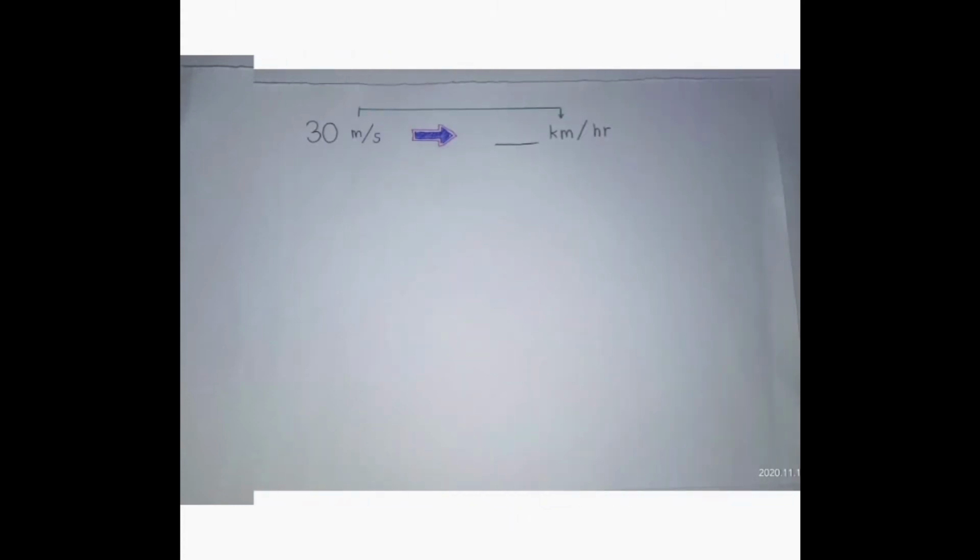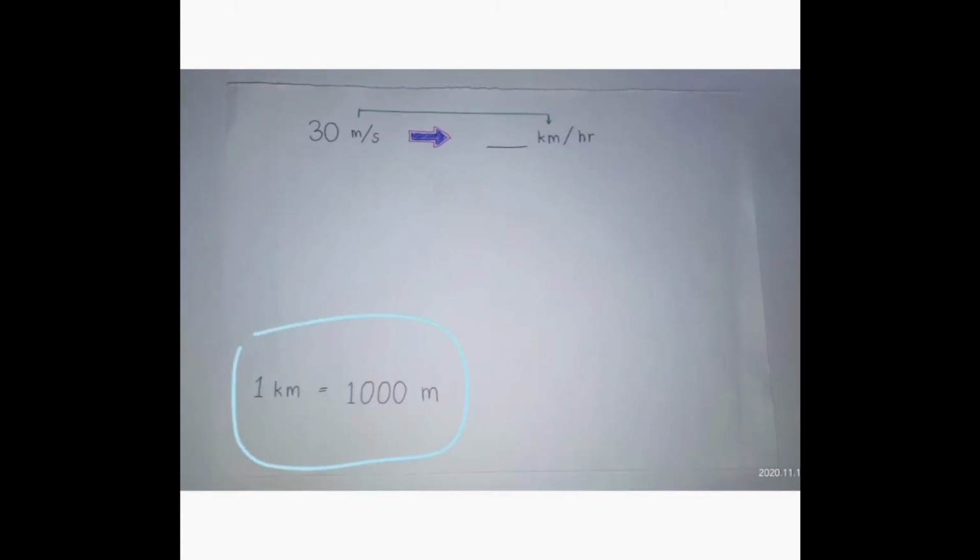Okay, next, let's say we want to convert 30 meter per second to kilometer per hour. Firstly, we need to write the question like this. So, how can we do so? Well, we need to convert meters to kilometers. We know that 1 kilometer is equal to 1000 meters.